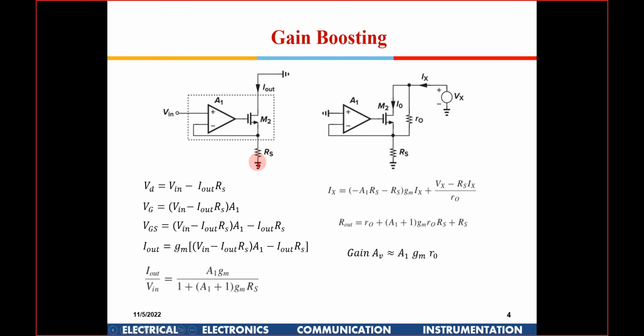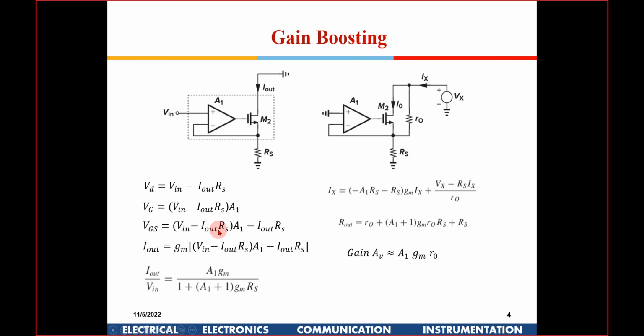There is an RS which is put here. If this is the current I out going into RS, that is the voltage here. This is V in, right? So the gate voltage for this particular transistor will be V in minus I out RS, into A1. That is the gate voltage which is available here, and the source voltage is I out RS.